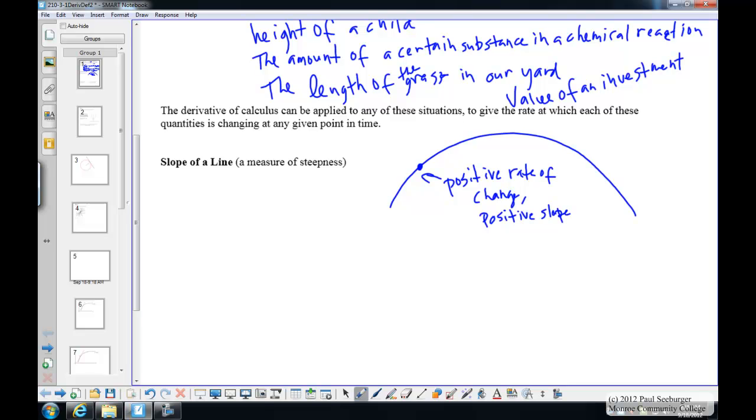Okay. What about over here? Negative rate of change? Negative slope for sure, right? Negative rate of change, it's decreasing in value. Negative slope. And how do you determine the slope of a curve, by the way?